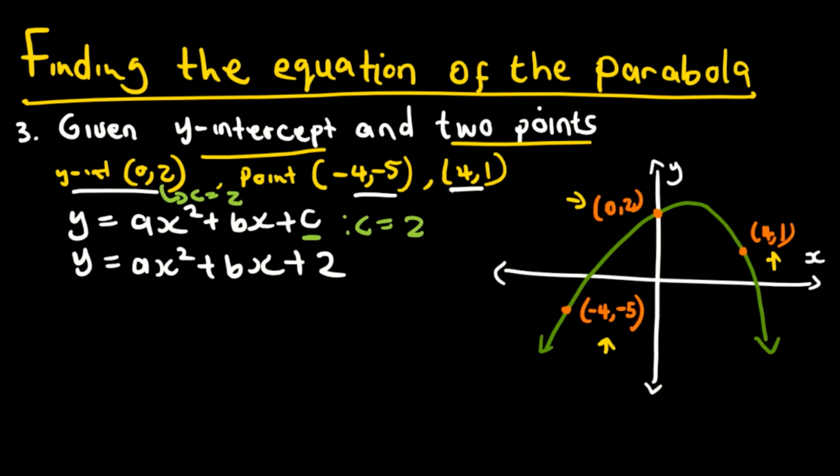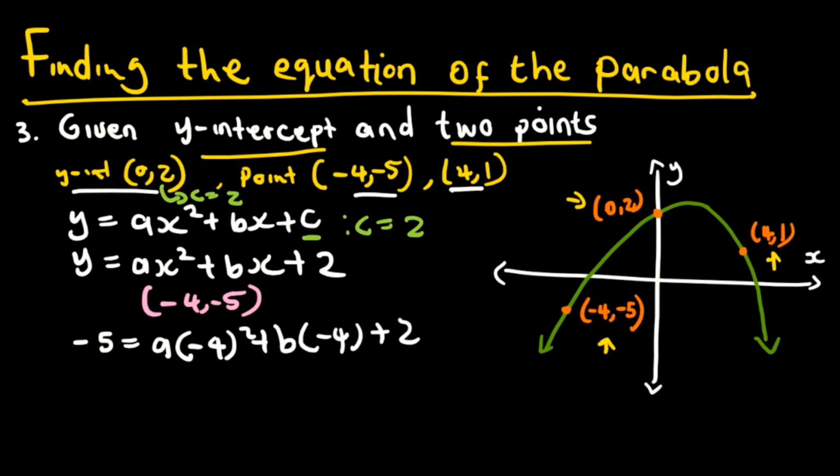Now remember, you're having your 2 points, so you need to substitute both of your 2 points. The first point is minus 4 and minus 5, which we know this is your x value, this is your y value. So you're going to substitute your 2 points into the equation. Where there's y, you're going to put minus 5. So minus 5 is equal to a into (minus 4) all squared plus b into minus 4 plus 2, right? So minus 4 all squared is going to give you 16, so 16a minus 4b plus 2.